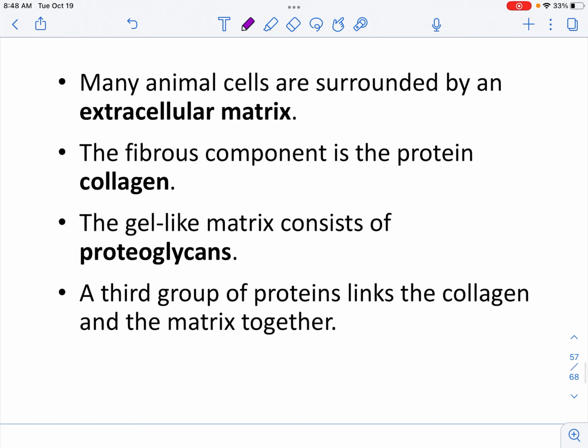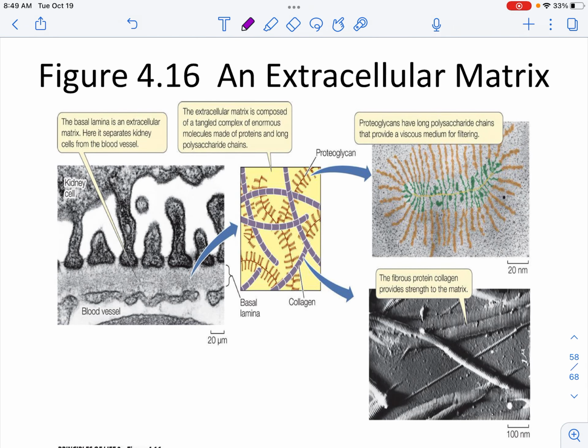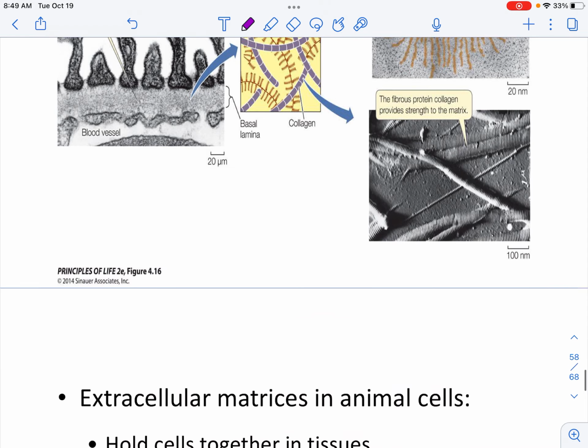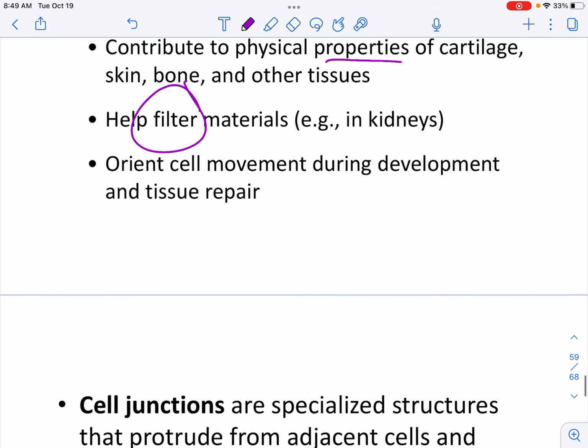So many animal cells are surrounded by a matrix. Just like plant cells have a lamella, animal cells have a matrix that surrounds them. And so you can see right here in this picture, you can see the cells, kidney cell, blood vessels. But right here is the extracellular matrix. And so what's in it? Well, there's proteins and polysaccharide chains that provide strength, that keep stuff in place. It holds cells together and helps filter material as well.